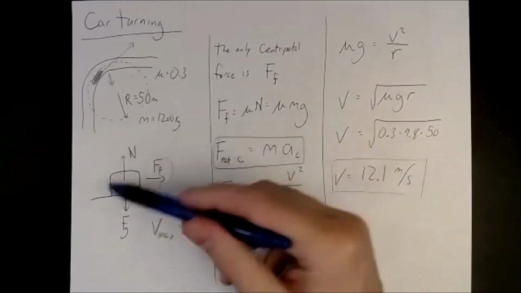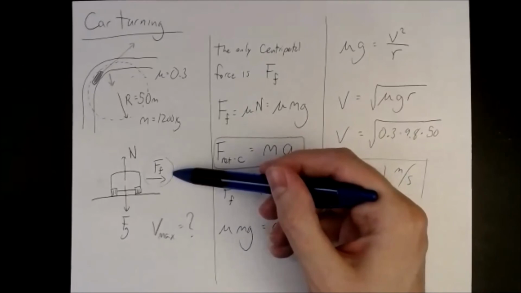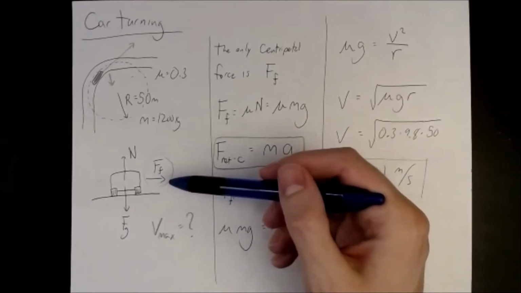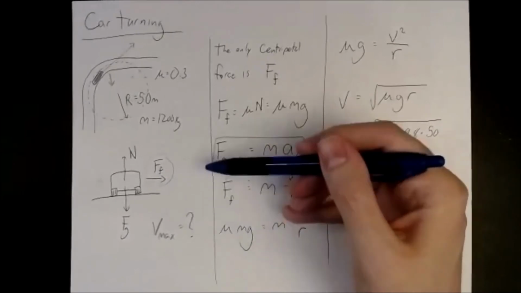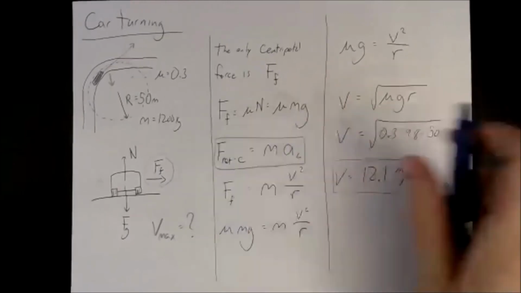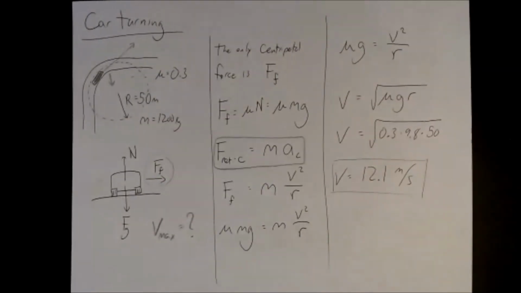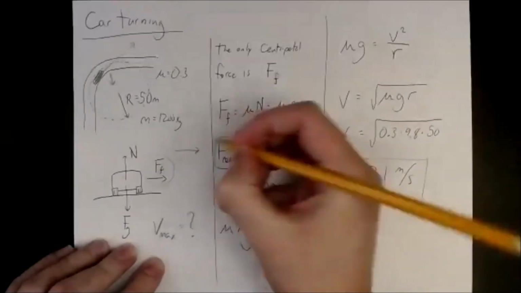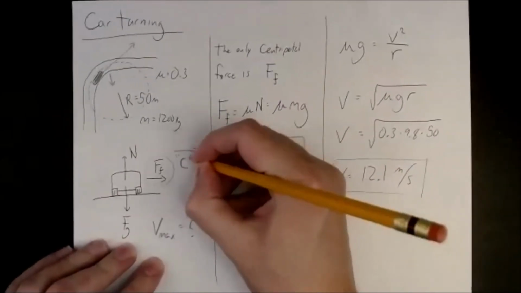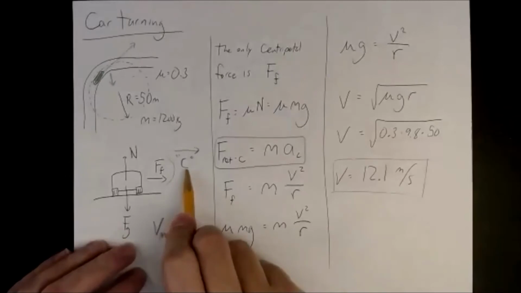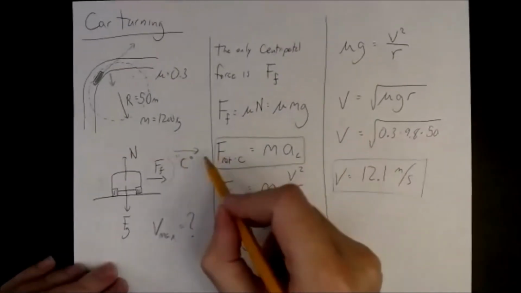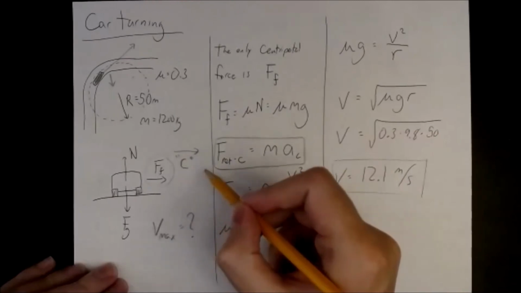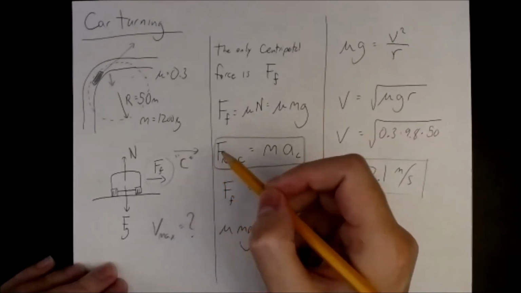In this diagram, the force of friction is pointing in the positive x direction. But the way that I've drawn this, the center is somewhere over here. So instead of calling it positive x, I'm going to say that this direction is the centripetal direction, because this is the direction towards the center of the circle that we're making.